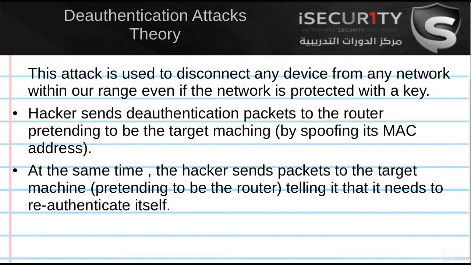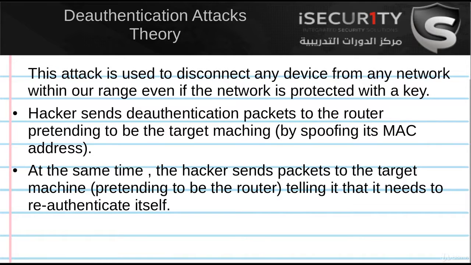At the same time, we're going to spoof our MAC address to the access point MAC address, the router's MAC address, and tell the target client, the client that we want to disconnect, you need to re-authenticate yourself. So when we do this, we're going to successfully disconnect the target client. So we're going to pretend to be the target client and tell the access point, we want to disconnect from you. And then we're going to pretend to be the access point and tell the client, you need to reconnect, you need to re-authenticate yourself. When we do that, the connection is lost.